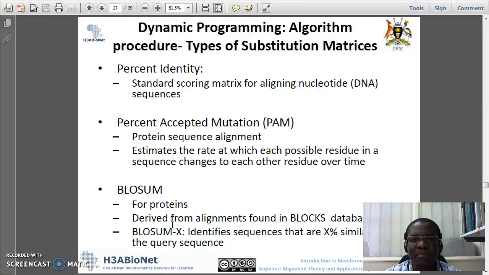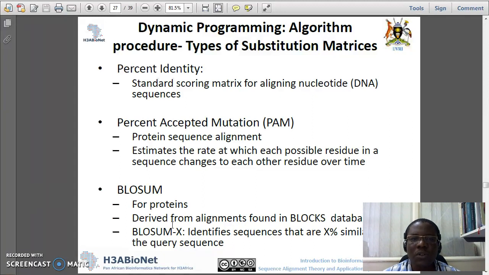One of them is the percent accepted mutations, and the thinking behind that, or the strategy around it, is that it's able to estimate the rate at which each possible residue in your sequence can change into another one over time. And it has that evolutionary history behind it. And so there are comparisons where that's really very important, and you think that evolutionary relationship should not be ignored. And so for that, you may go for this percentage accepted mutation.